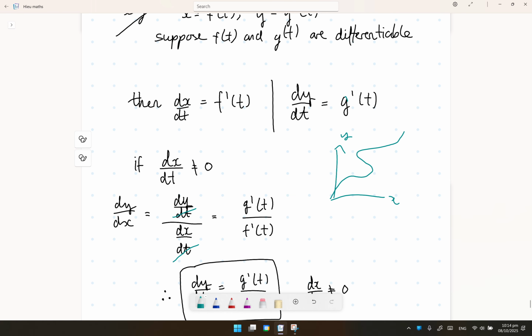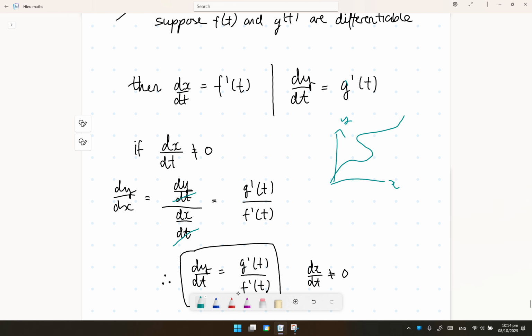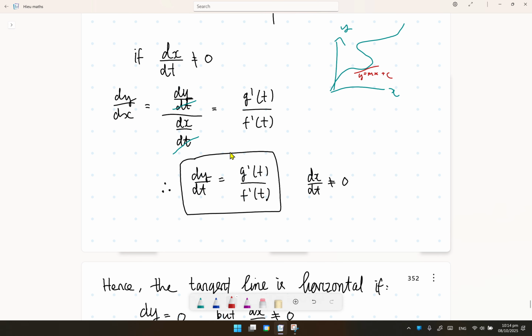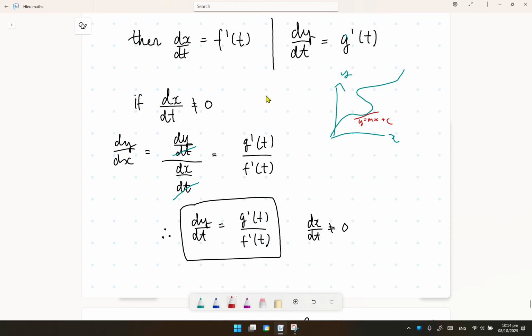Therefore, let's say we're trying to find the tangent at this point. The gradient of that, the m in y equals mx plus c, is equal to g dash t over f dash t, which is just dy over dt over dx over dt. The dt's cancel, you get dy over dx. Pretty simple. The reason we don't want dx over dt to equal 0 is because we're dividing by dx over dt, and that's going to cause an error. So this is the takeaway here.